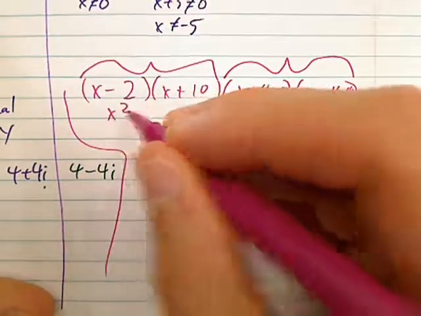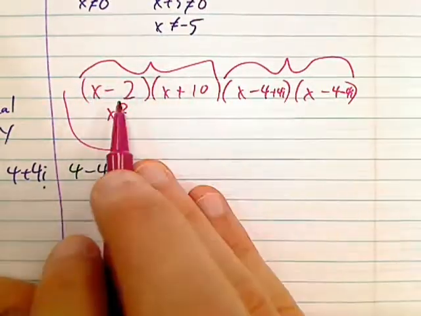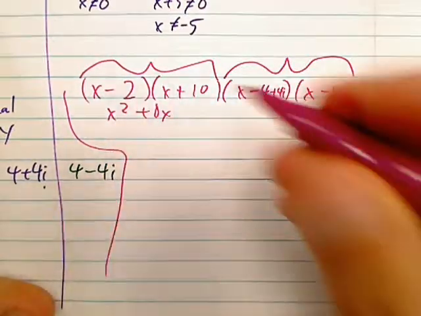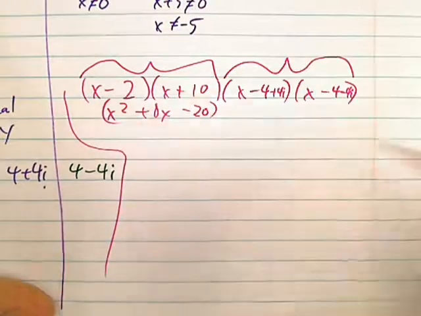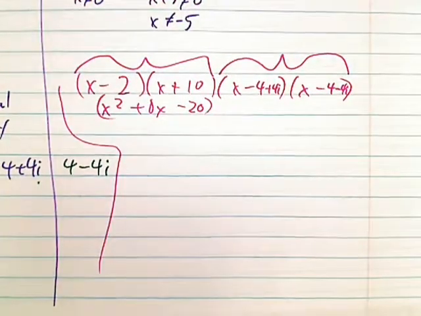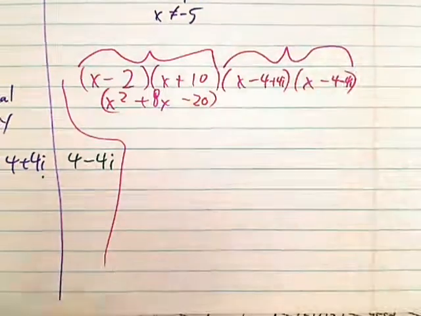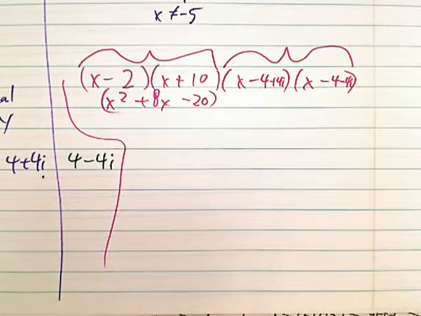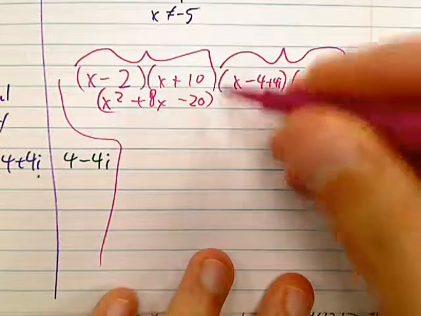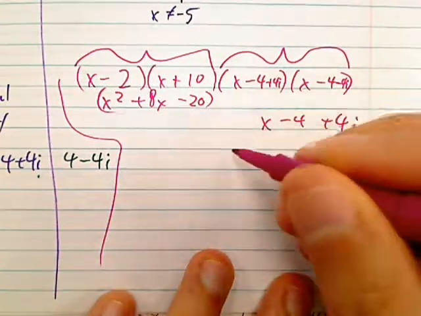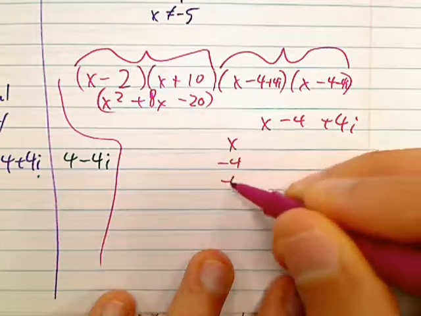Let's see. X squared, 10 minus 2 plus 8x. Negative 2 times 10 is negative 20. Okay, that one was easy. Let me make that an 8, or easier than what this is going to be. Let's see. I'm going to need to use the grid here. So x minus 4 plus 4i, and x minus 4 minus 4i.